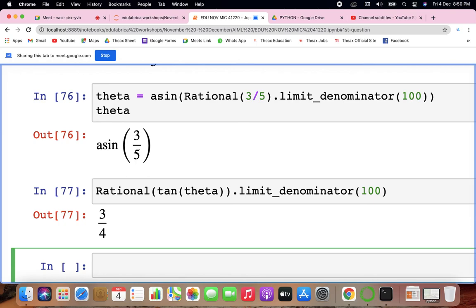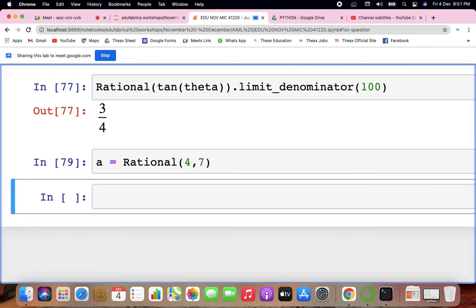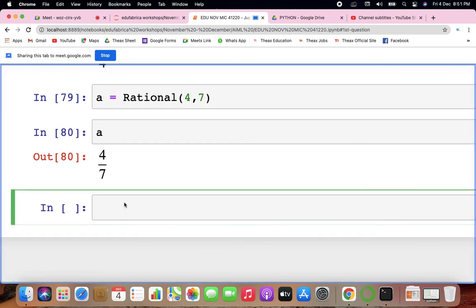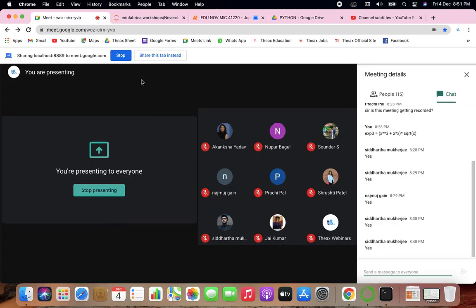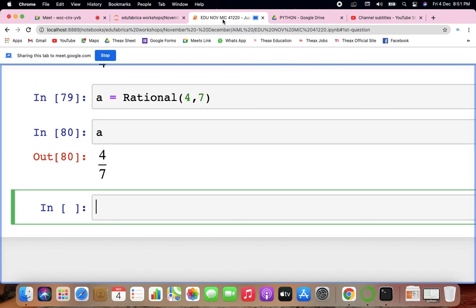Like if I say that a rational A is equal to rational of 4 by 7. Okay, so what is there right now? So A is 4 by 7. Now, what is the numerator part and what is the denominator part? If we define the rational, how do we say, what is the rational number? The standard definition, anyone, quick. How do we define, what is the rational number? What do we say?